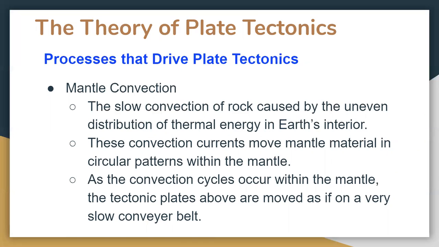If you remember from our Earth's interior lesson, the rock in the mantle, even though it's technically a solid, it's soft and can move and flow slowly over time. And so these convection currents move mantle material in circular patterns within the mantle. And as the convection cycles occur within the mantle, the tectonic plates above are basically moved as if they're on a very slow conveyor belt.